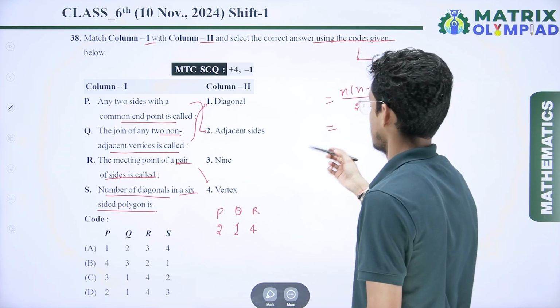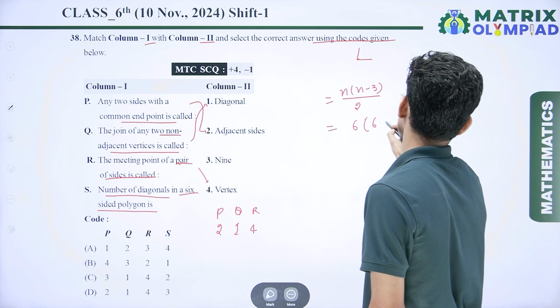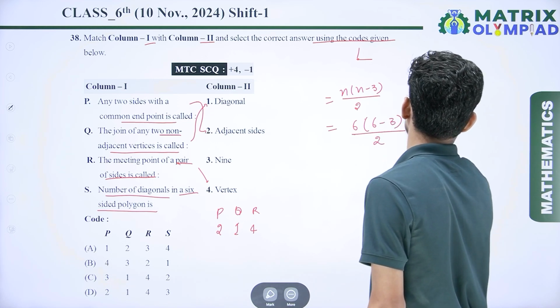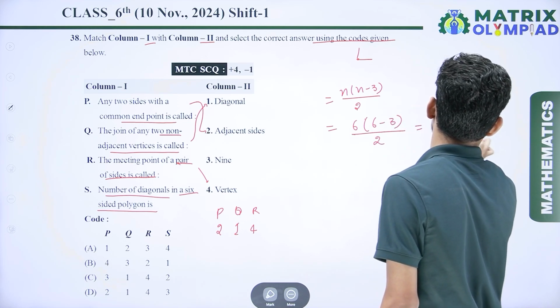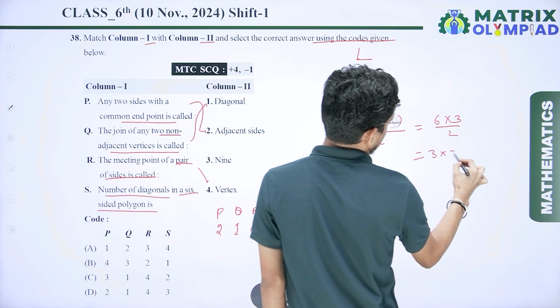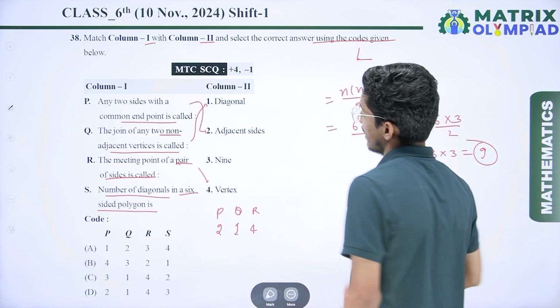So the side we have given is 6. So 6 multiplied by (6 minus 3) upon 2. So 6 multiplied by 3 divided by 2, that is 3 multiplied by 3. It means 9. So the number of diagonals is 9.